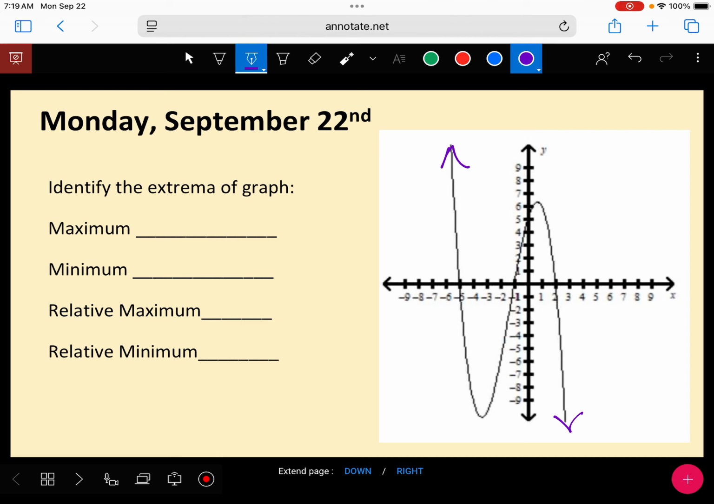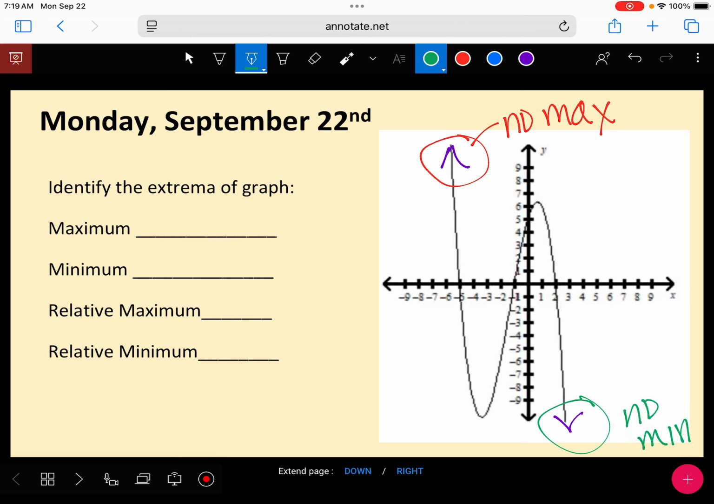This here, this is how I have no max, because I have an arrow pointing up. And this is how I know I have no min, because I have an arrow going down. So both of these we're going to say none.